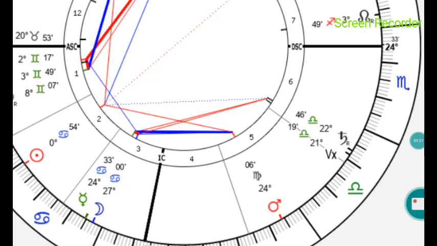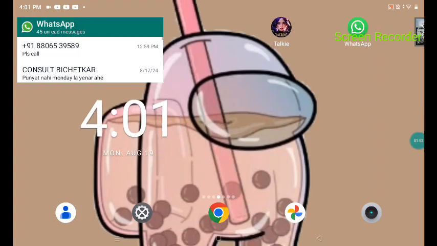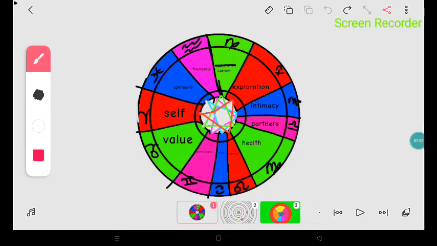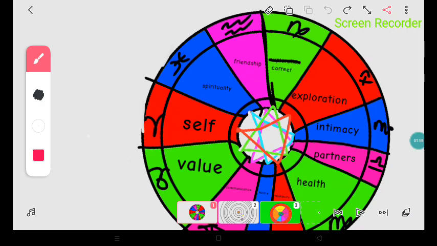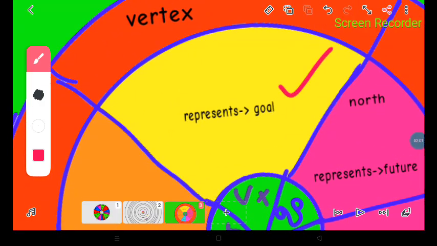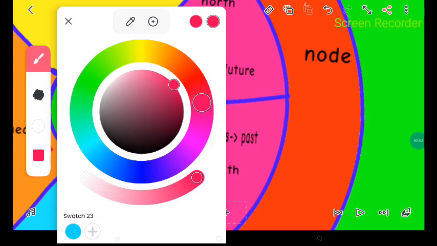So my vertex is in my sixth house, which is ruled by Virgo, and the sixth house represents daily routines and health. So it means that my goal is related to daily routines or health, which is actually accurate because my goal is actually related to daily routines. So yeah, vertex represents what you want and your goals. Okay, y'all? Great. So, vertex done. Let's put a tick over there. Perfect.